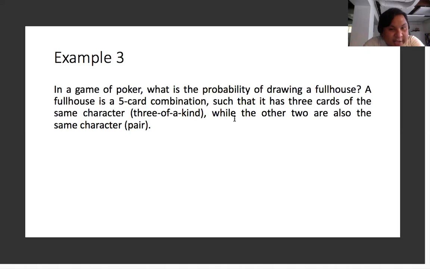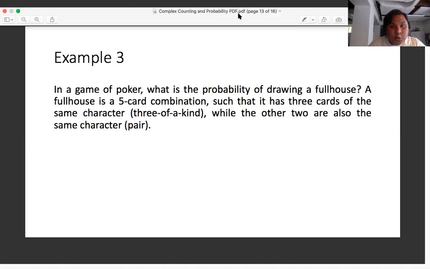All right? So if you would like to try this out on your own, you may do so. Take note, in poker, a standard deck has 52 cards. Out of the 52 cards, there are 13 different characters, and each character has 4 different suits. Right? So if you would like to try and determine the probability of drawing a full house, you may pause the video, make a decent attempt, and then once you're ready, you may unpause the video and check whether your answer is correct or no. Right? I think that should be enough time for you to have paused the video, made a decent attempt, and then unpaused it to view your answer.